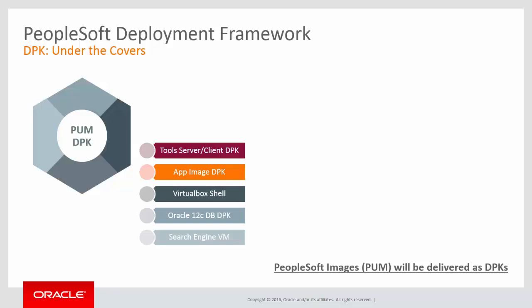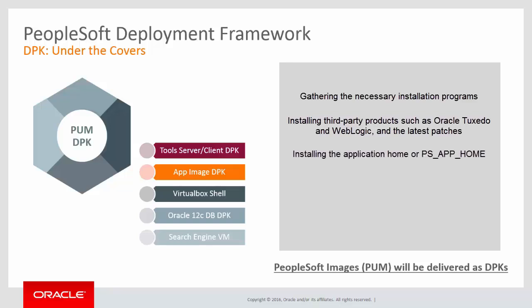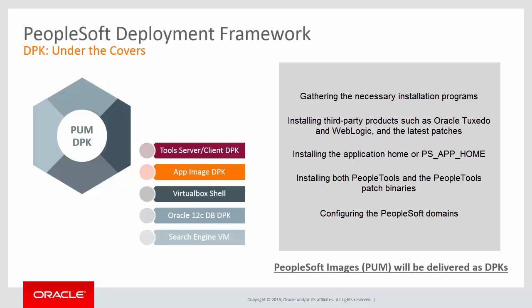DPKs enable you to skip the manual steps associated with gathering the necessary installation programs, installing third-party products such as Oracle Tuxedo and WebLogic and the latest patches, installing the application home or PS App Home, installing both PeopleTools and the PeopleTools patch binaries, and configuring the PeopleSoft domains.